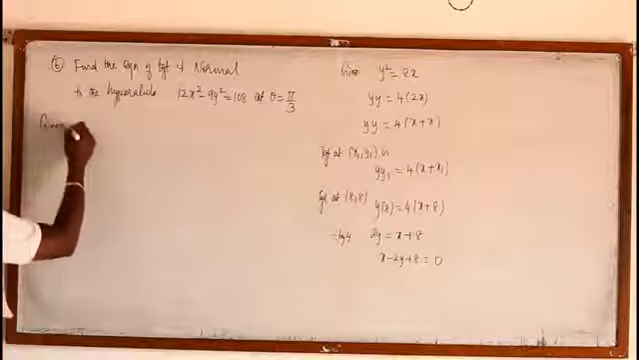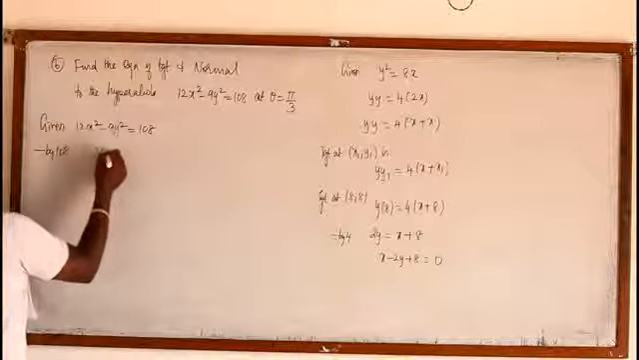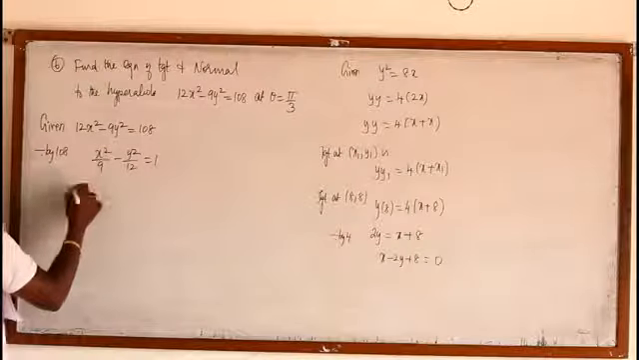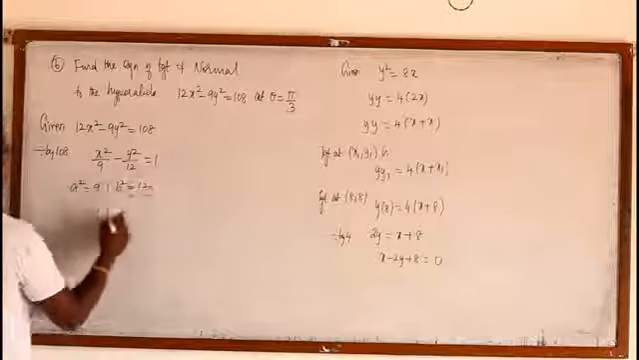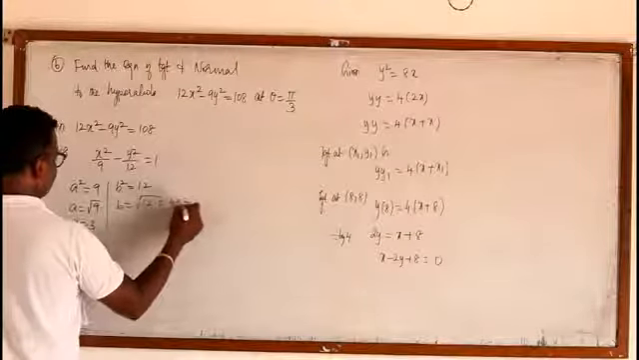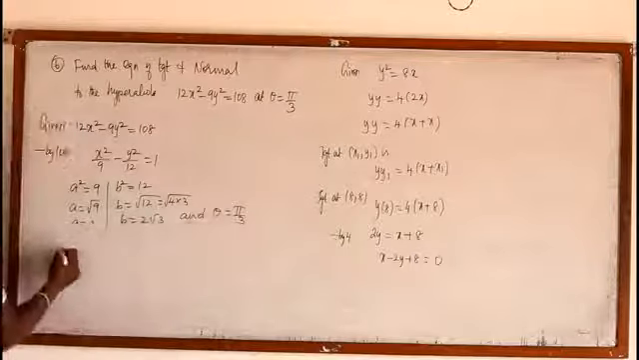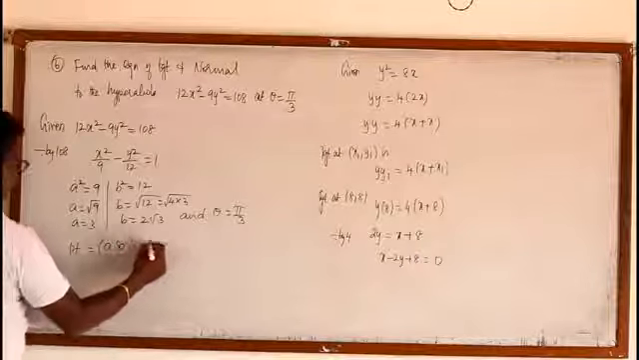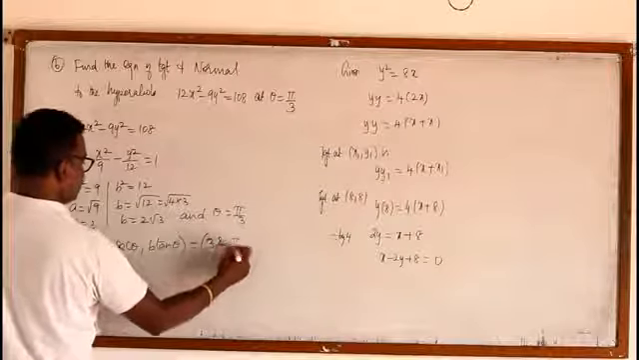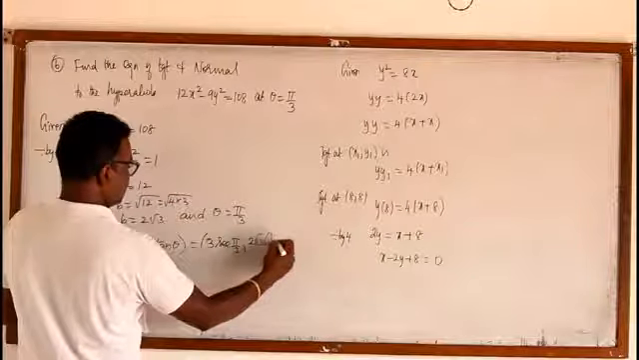So given 12x square minus 9y square equal to 108, dividing by 108, this is x square by 9 minus y square by 12 equals 1, because 12 nines are 108. In a hyperbola, the first number is a square, so a square is 9 and b square is 12. So a equal to root 9, which is 3, and b equal to root 12, which is 2 root 3, and given theta equal to pi by 3. Therefore, the point is a secant theta comma b tan theta. It is a, which is 3, secant pi by 3, comma b, which is 2 root 3, tan pi by 3.